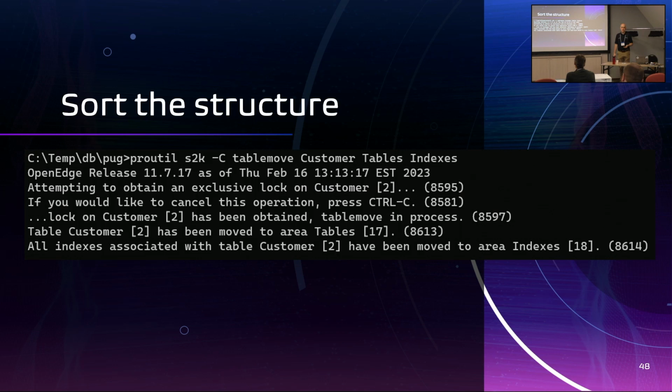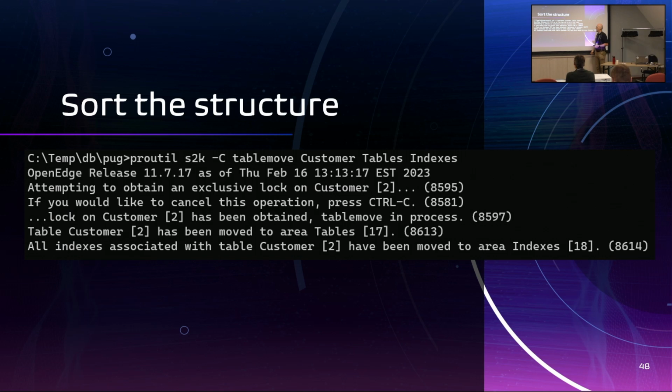So the customer table, for example. We're using proutil, the name of the database, and then the command tablemove. And we're telling it to move the customer table, and we're moving it to the area called tables. Optionally, you can also say I want to move the indexes to a different storage area. If I kept that off, then all the tables and indexes would go to the same storage area. But I can put the indexes option on there. That's the name of the storage area for the indexes.